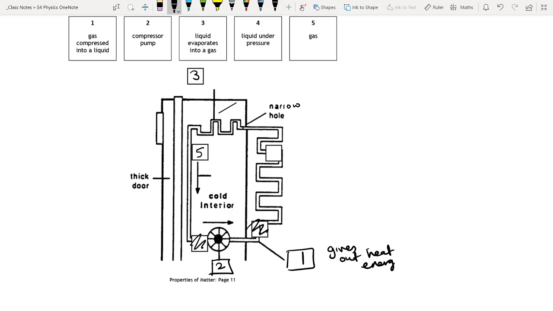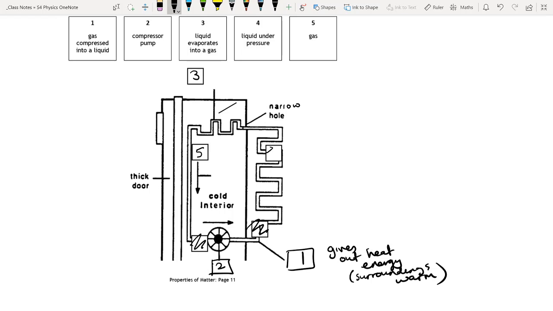But you need to just know the theory behind when something changes into a gas, it takes in heat energy, so it makes it cooler. When something changes from a gas to a liquid, it gives out heat energy, so it makes its surroundings warmer. Yeah, basically.